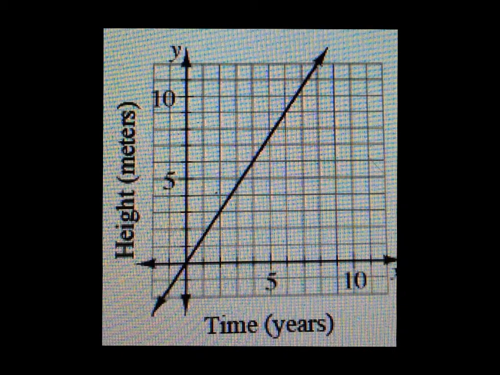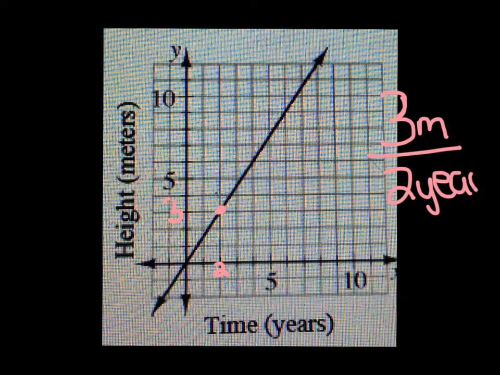So I look and I know that here, this is after 2 years, and after 2 years this tree grew 3 meters. So I know that from this graph, the rate is that this tree, or whatever we're talking about, it might not be a tree, grows 3 meters every 2 years. So I could write the rate as 3 meters every 2 years, in a ratio of 3/2.